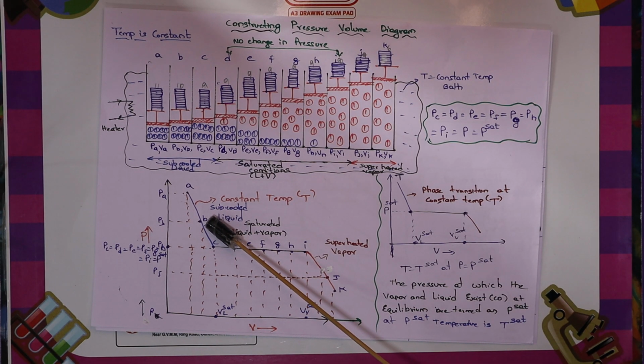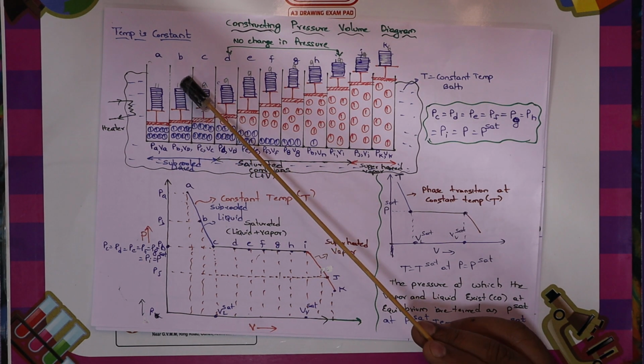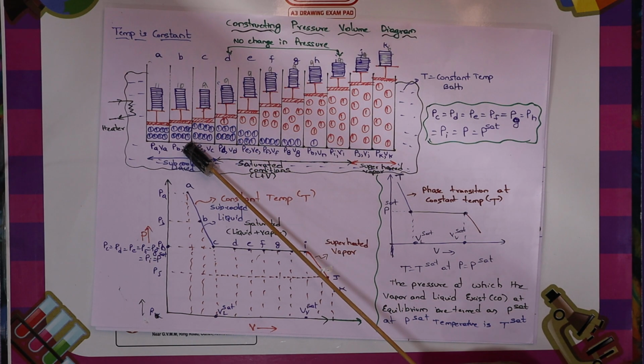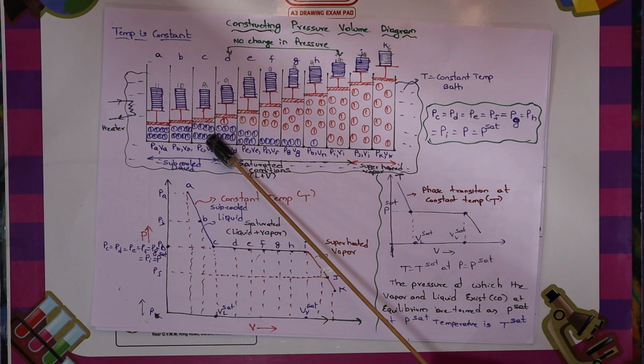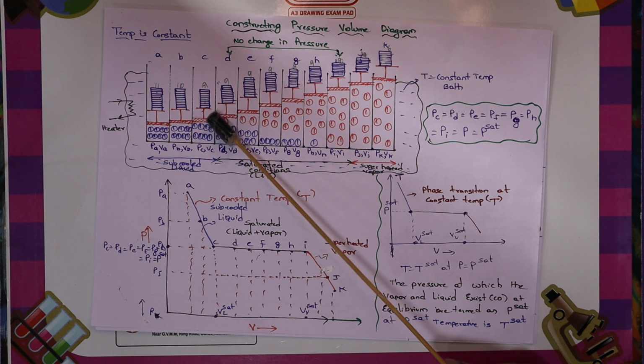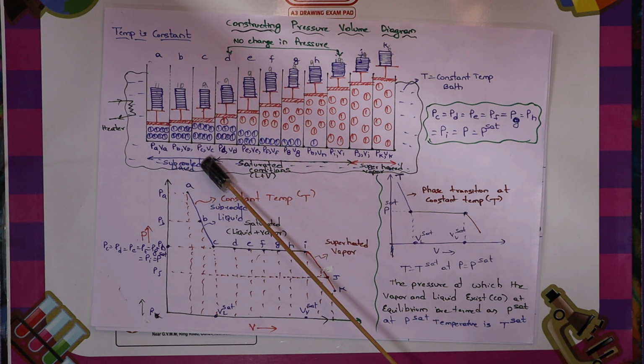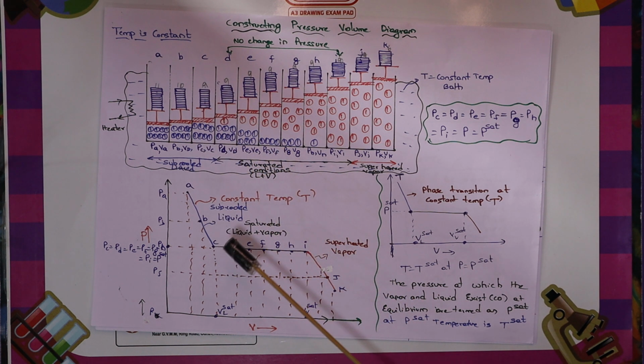Of course, this is natural. What happens if you remove one more block? The conditions at this particular state are PB and VB. If you remove one more block, the liquid is still going to expand. The pressure here is that of 9 blocks, which is PC, and the volume here is VC.